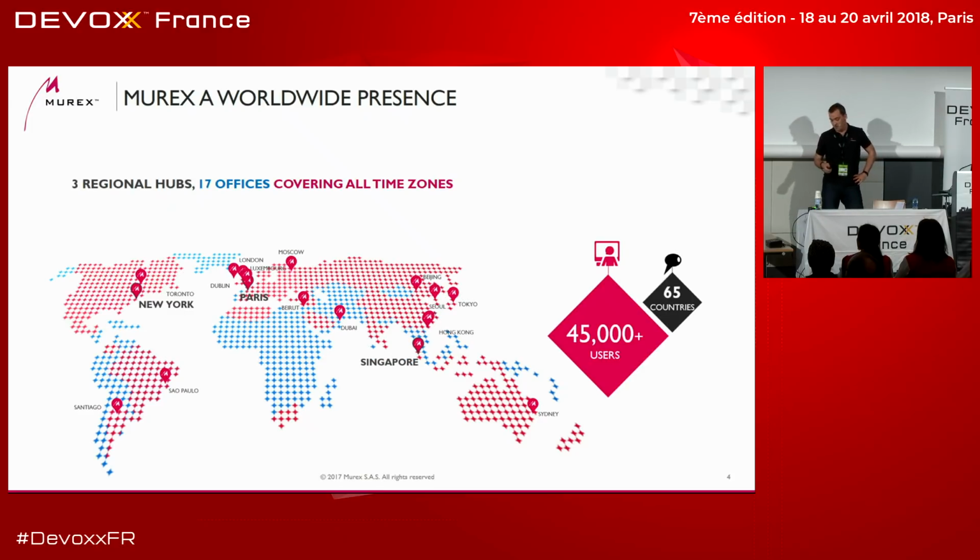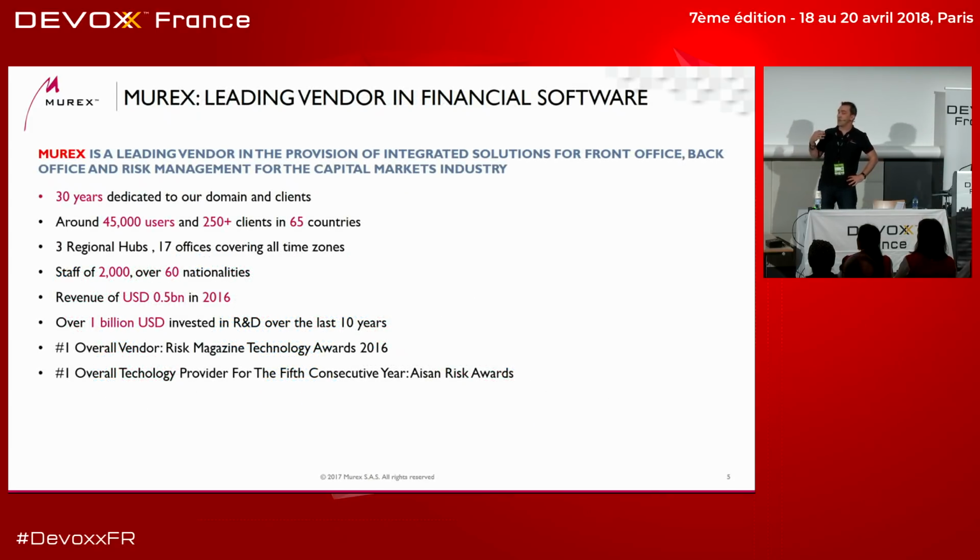This is very quickly where Murex is based worldwide. The major hubs are in Paris, New York, Singapore. In Paris, we develop Java and C. In Dublin, we develop Java. In Beirut, we also develop Java as well. Now, very quickly, I have to explain what Murex does so you understand the problem we fixed.